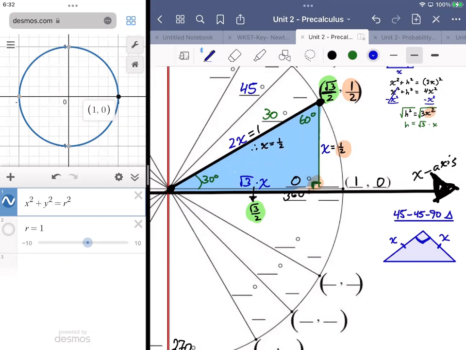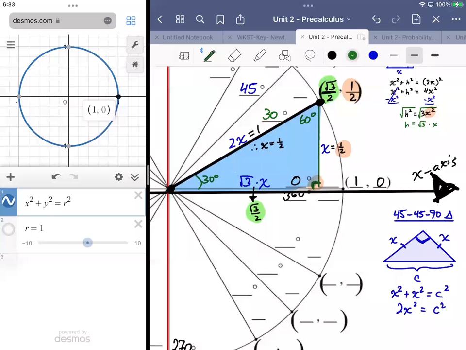Now I need to figure out the length of this side here, which, for lack of anything better to call it, I'll just call c. A squared plus b squared equals c squared. It's the hypotenuse. So that would be x squared plus x squared is equal to c squared. Now, I have like terms here. X squared plus x squared is 2x squared.